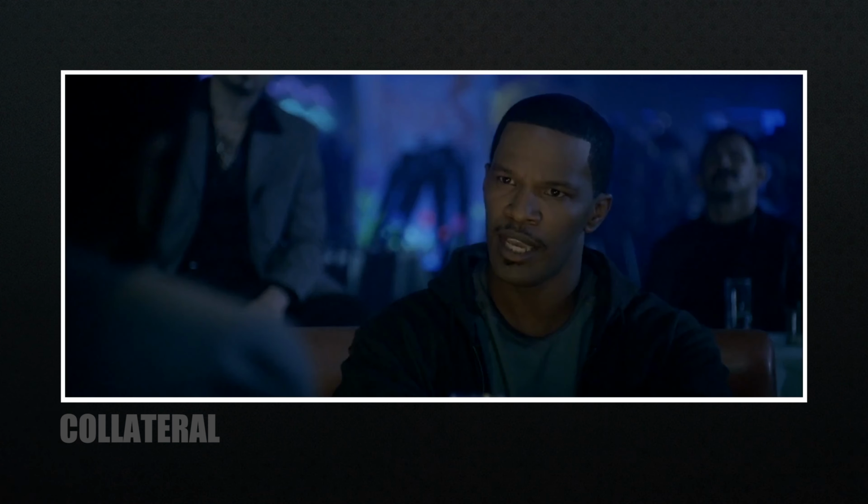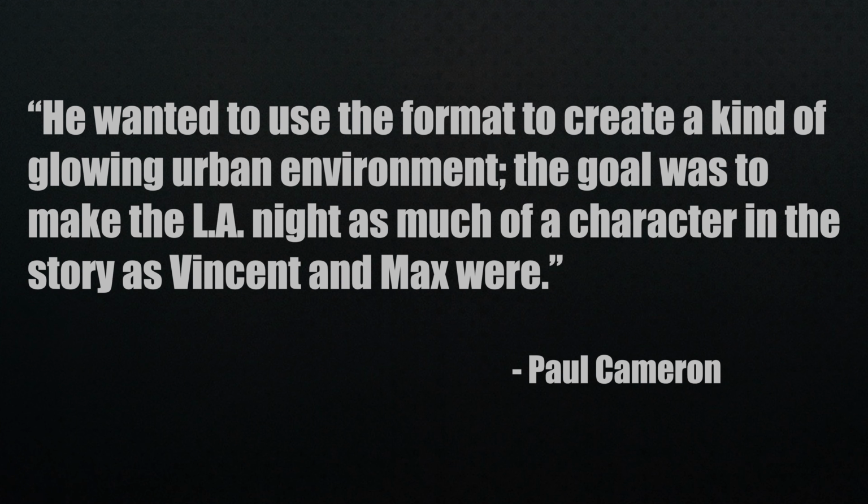In the early 2000s, HD cameras were still fairly new, and the film was shot on the Viper and F900 for a few main reasons. Cameron explains Mann's reasons when he says, "He wanted to use the format to create a kind of glowing urban environment. The goal was to make the LA night as much of a character in the story as Vincent and Max were." So how do we do this practically? What kind of lighting would you use and for what reasons? It becomes pretty simple based on what the filmmakers wanted to do.